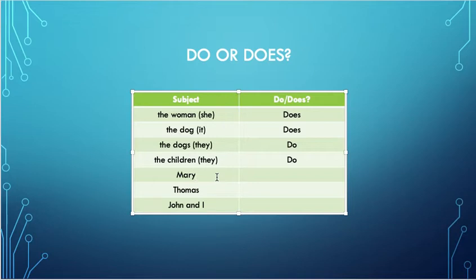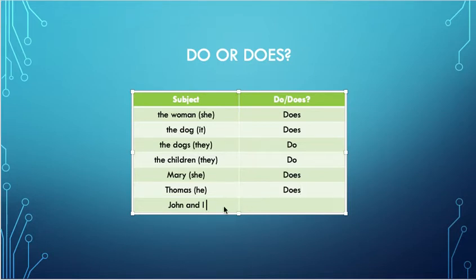Mary, is that a man's name or a woman's name? Mary is a woman's name, so she. So do or does? Does. Thomas is a man's name, so he. So we use does.